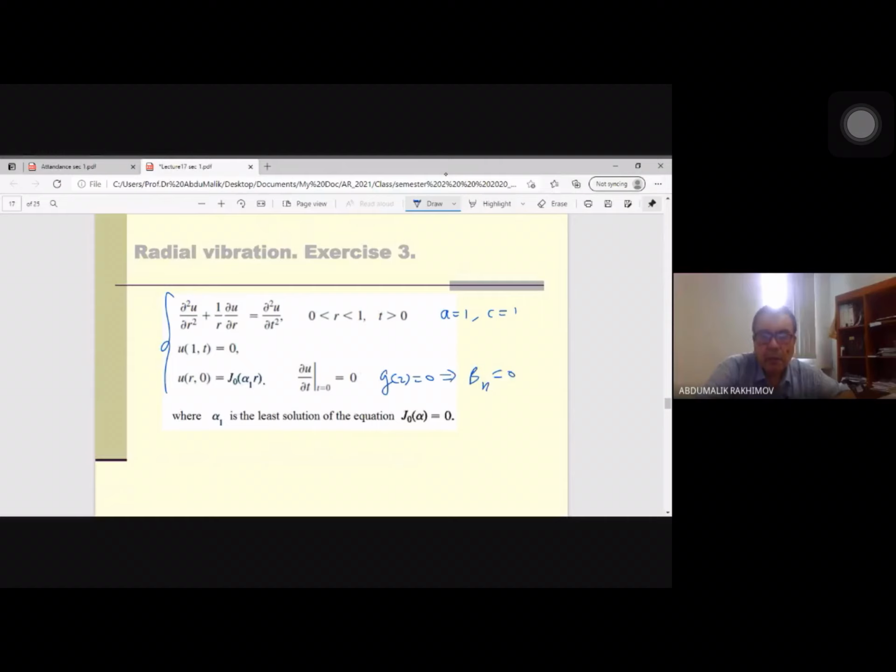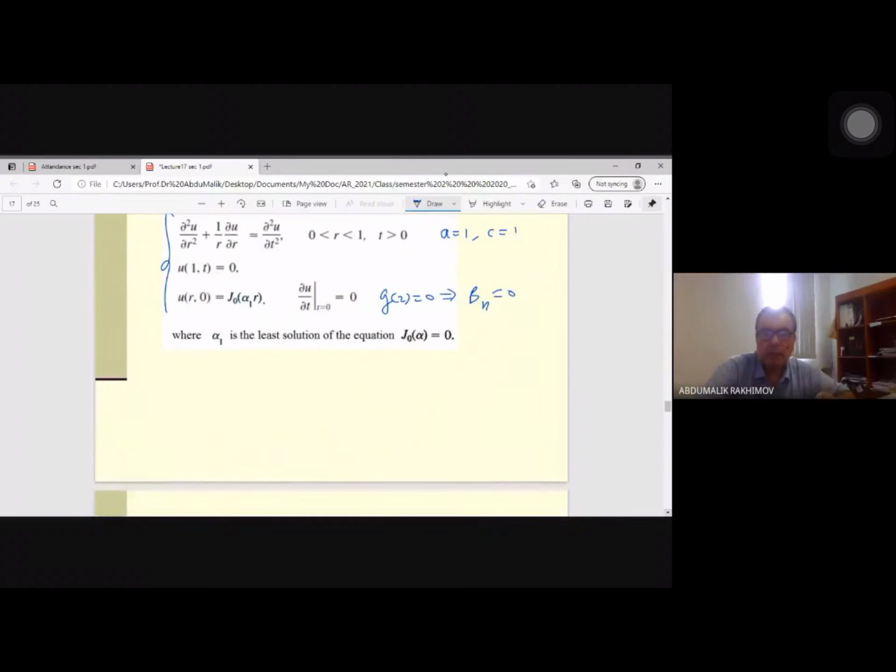Right? The solution will have the same shape as in the previous case, as in exercise 1: u(r,t) is equal to the sum over n from 1 to infinity, because b_n is 0 and only the a_n coefficients remain, of cosine of root of lambda_n t times J0 of root of lambda_n r. Right? With this shape, what was the formula for coefficients?